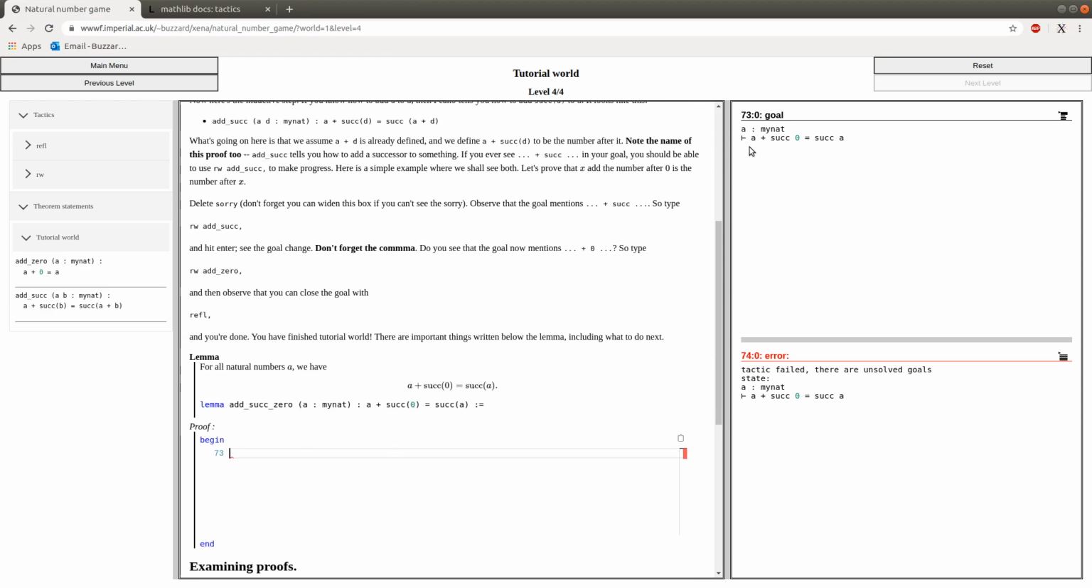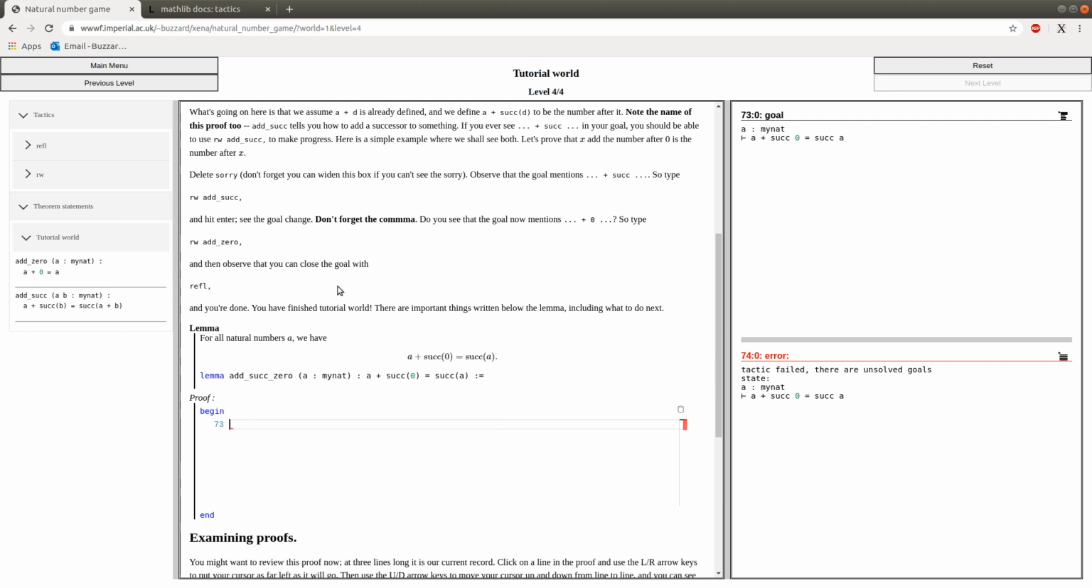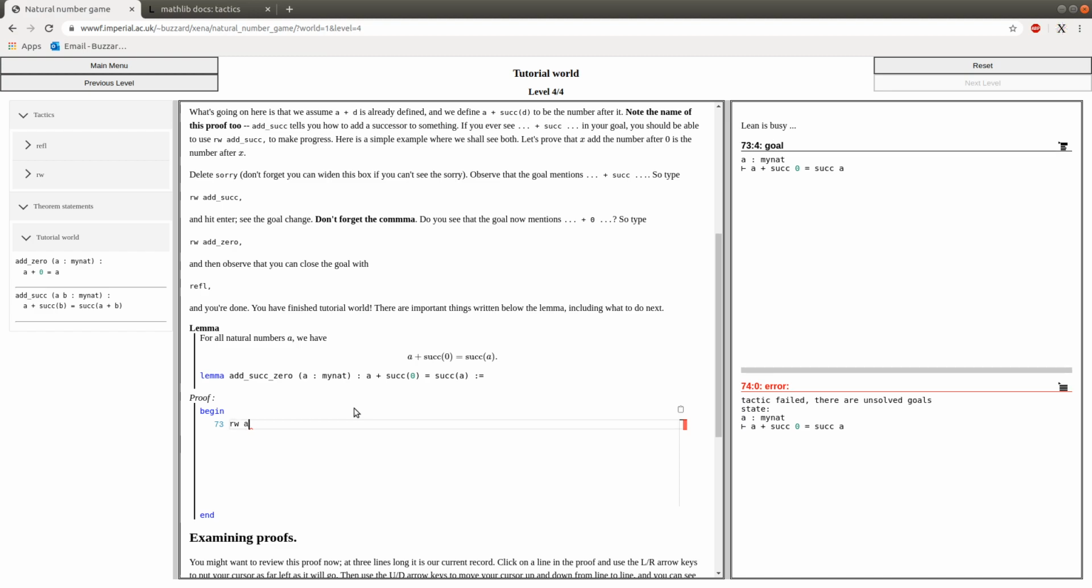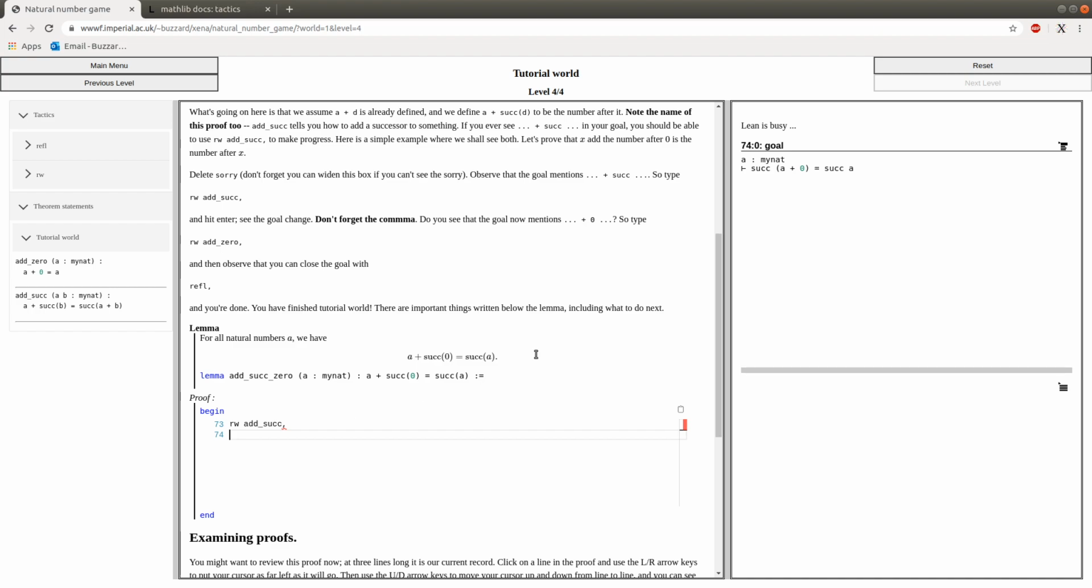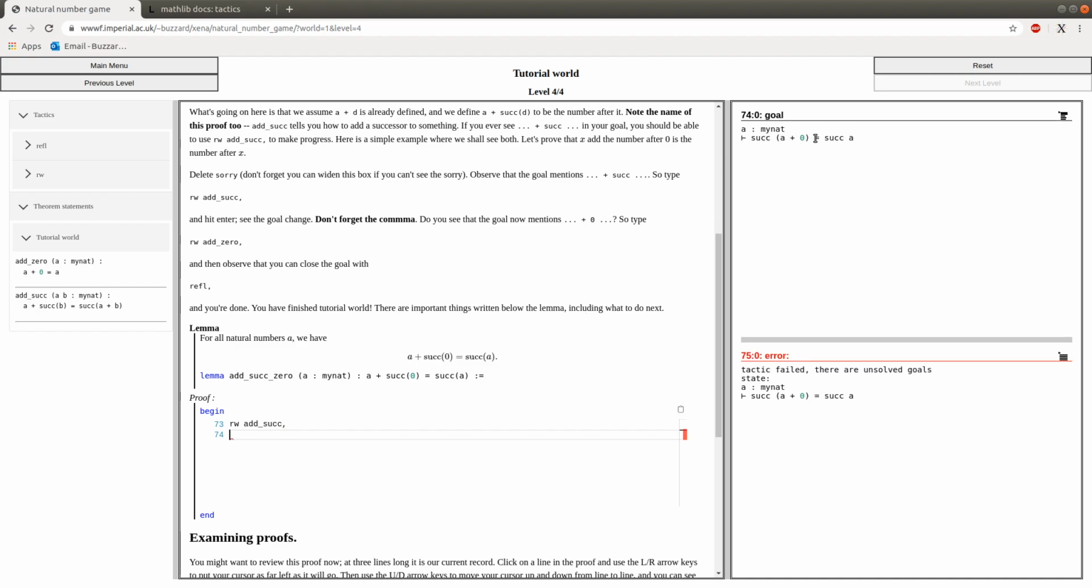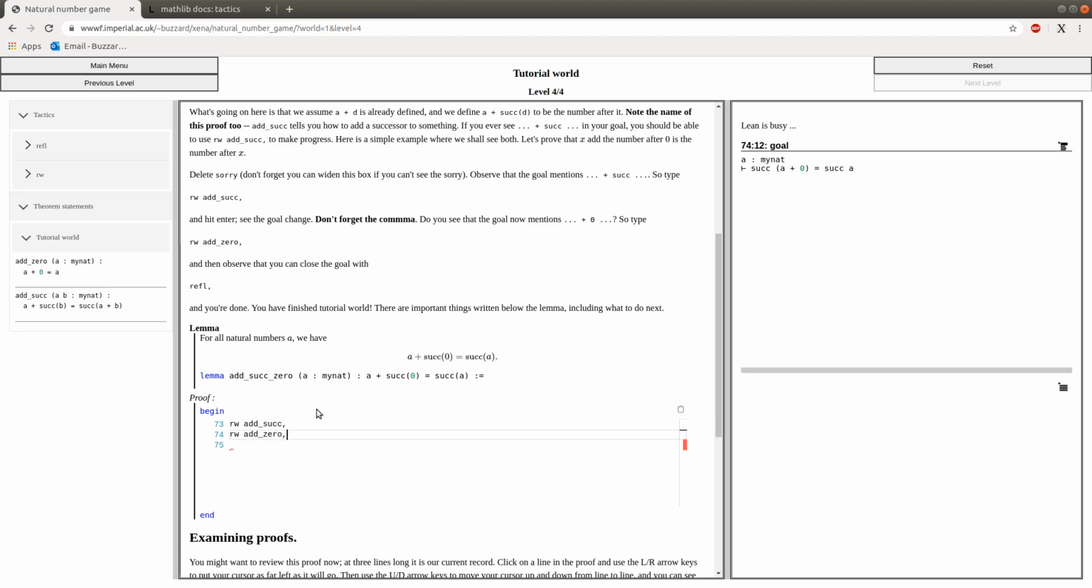How are we going to prove this? A add the number. What have we got? You see, we have a theorem about A add the number after something. So let's rewrite add suck. There. And now our goal has become the successor of A add 0 is the successor of A. So here we have A add 0, and we have a theorem about A add 0. Add 0 is the theorem that A add 0 is A. So we can rewrite add 0 there.